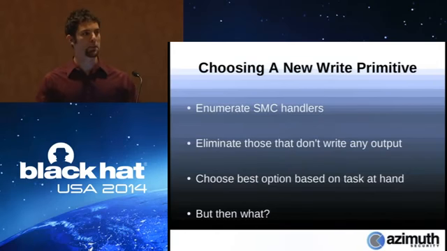So at this point, I enumerated all of the SMC handlers, eliminated those that don't write any output at any point, and now we've got a list of things that we can write to arbitrary secure memory, and we can, depending on how we design the rest of the exploit, just pick the one that suits the task at hand. And now the only missing piece here is actually finding a way to win. We have a more flexible write primitive, but how do we actually get code execution?